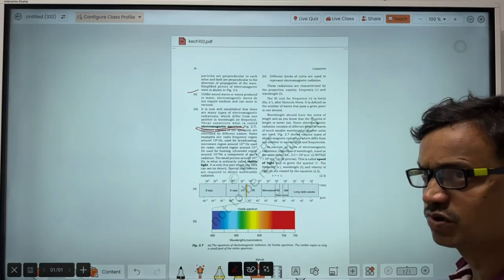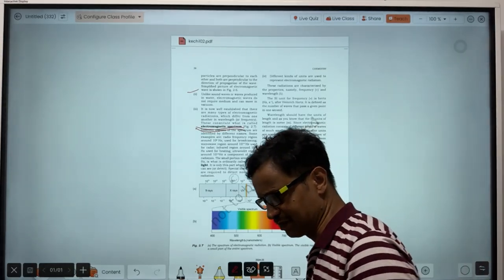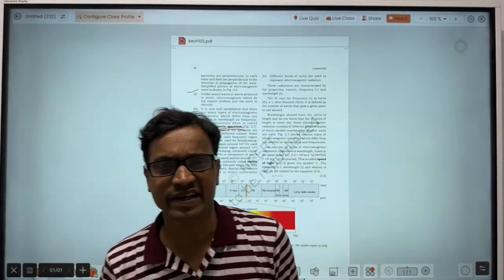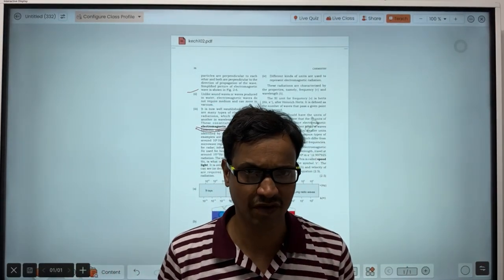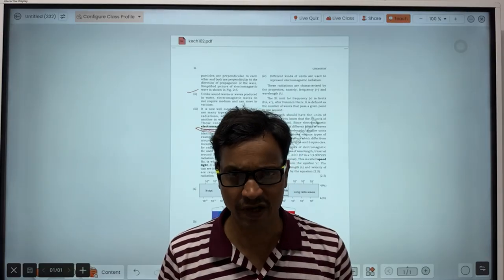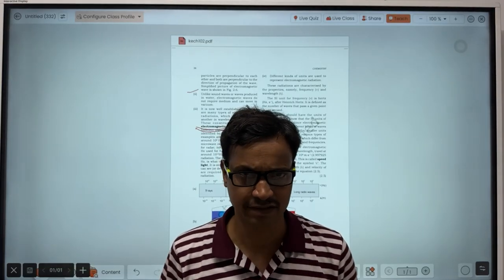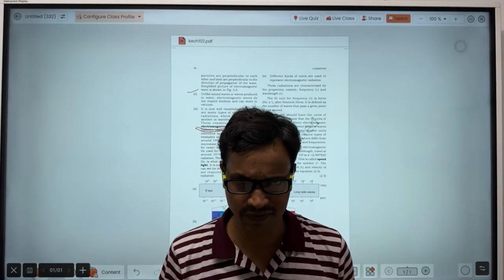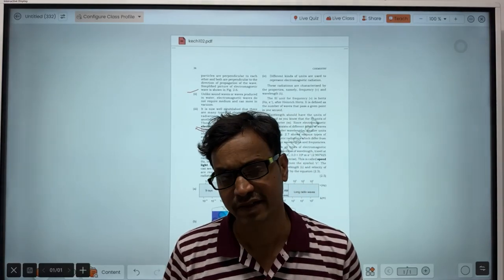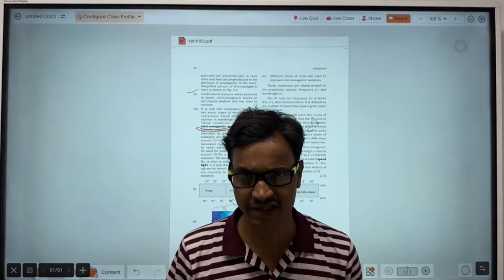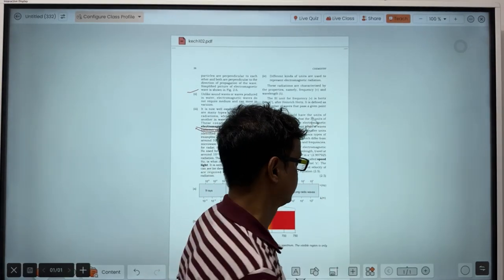The speed of light is always constant. Another point to keep in mind: whatever be the source of light, the velocity of light will always be constant. That is 3 into 10 power 8 meter per second. So that is here.